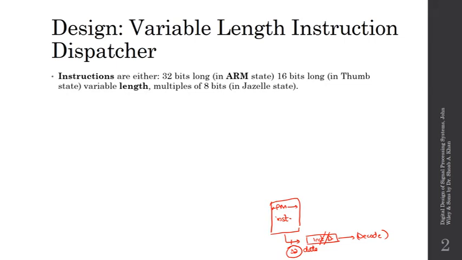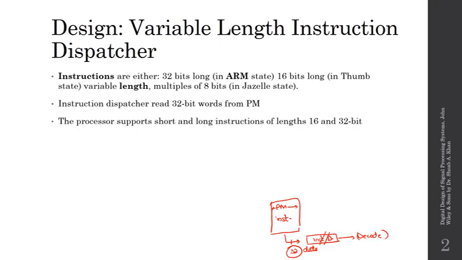Though ARM has three types of instructions, we'll be talking about only two types of instructions for our design. We'll be assuming that we have a 32-bit wide program memory, and the instruction dispatcher which we'll be designing gets a 32-bit word from the program memory. The two types of instructions that we'll be dealing with will be 16-bit wide instruction and 32-bit wide instruction.